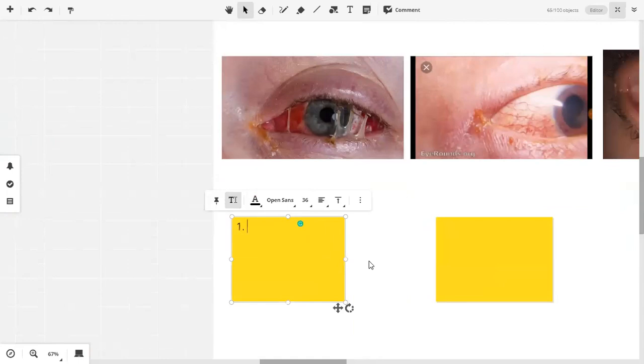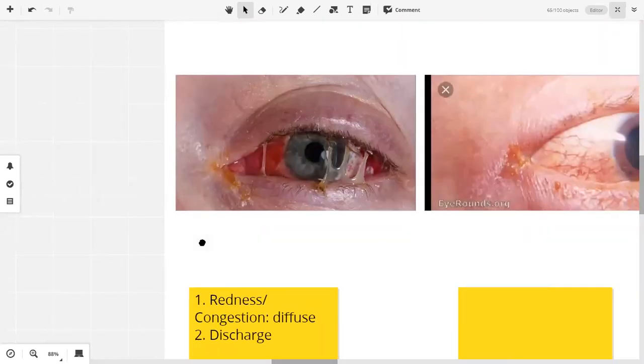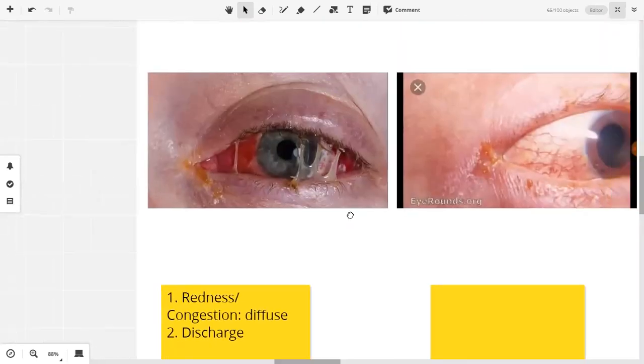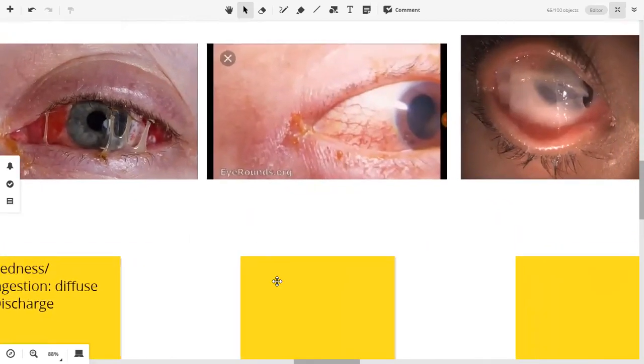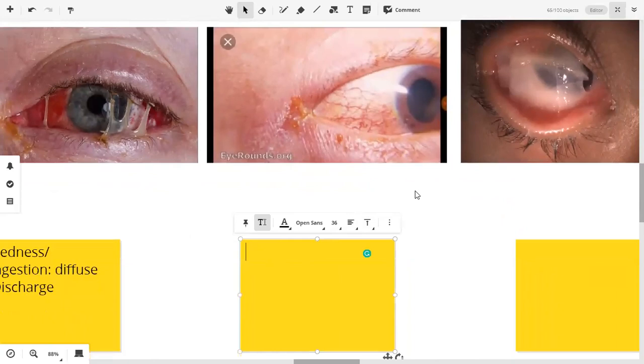So in this examination, we have redness or congestion of the conjunctiva, which is diffuse, right? Second, we have a discharge. These are the two things which we can readily observe in this examination. So, moving on to the next examination. What do you see in this picture? What are the important signs?